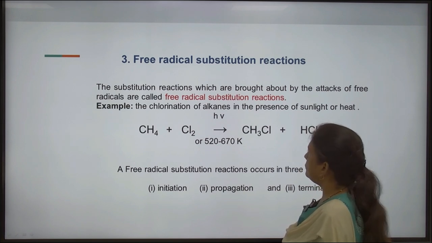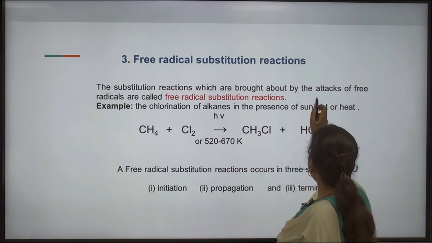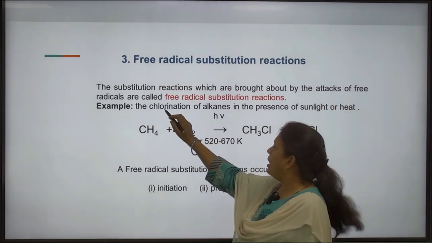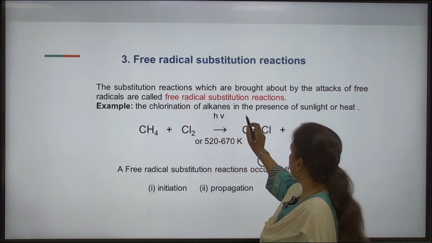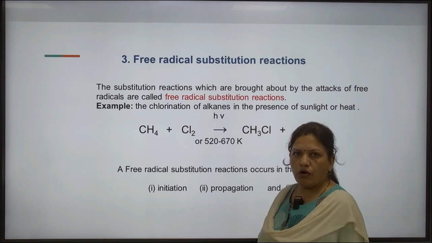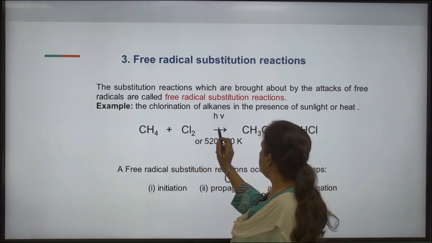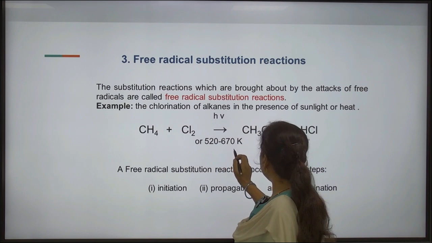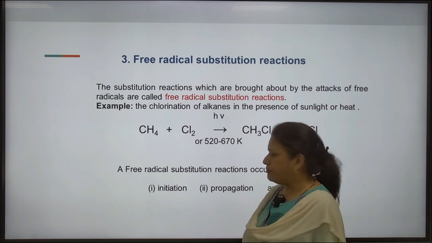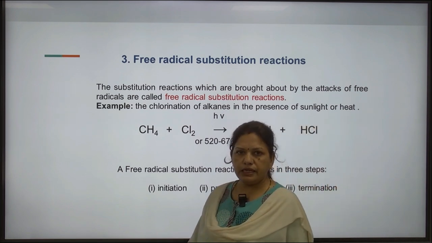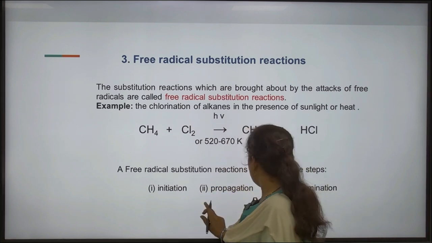Free radical substitution reactions. The substitution reactions which are brought about by the attack of free radicals are called free radical substitution reactions. Example, the chlorination of alkanes in the presence of sunlight or heat. In this reaction, methane reacts with chlorine in presence of sunlight and/or heat, giving methyl chloride and HCl. A free radical substitution reaction occurs in three steps: initiation, propagation and termination.